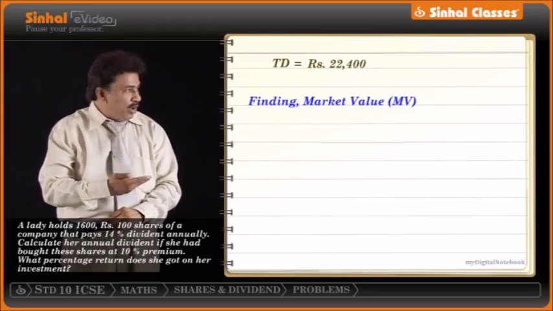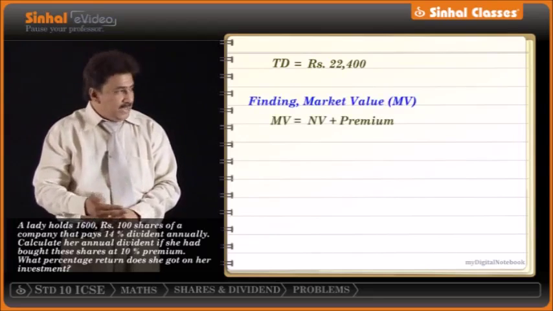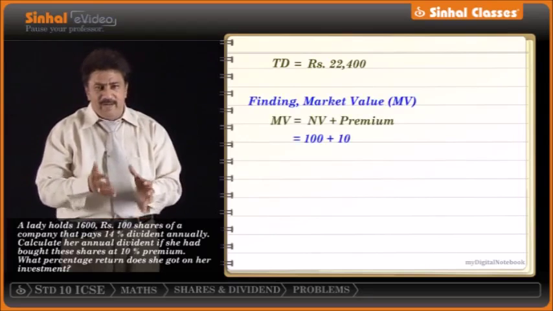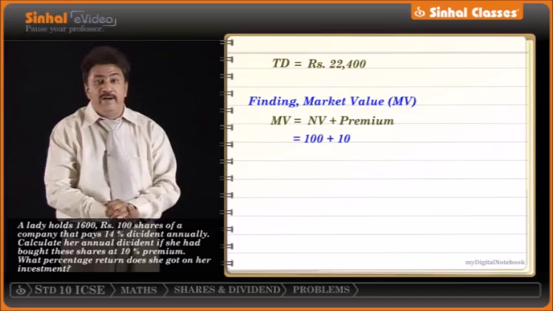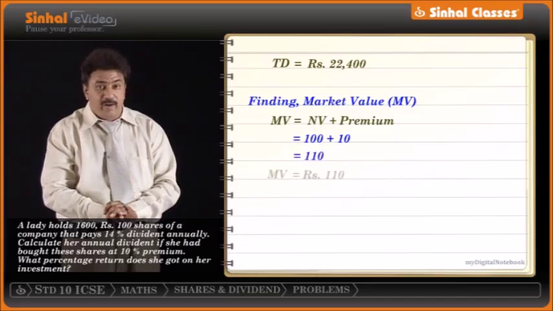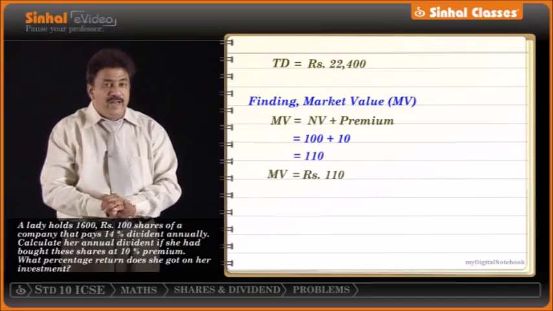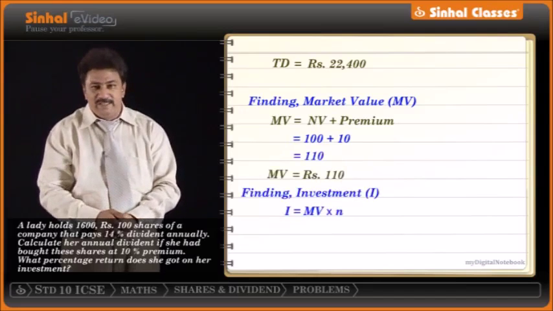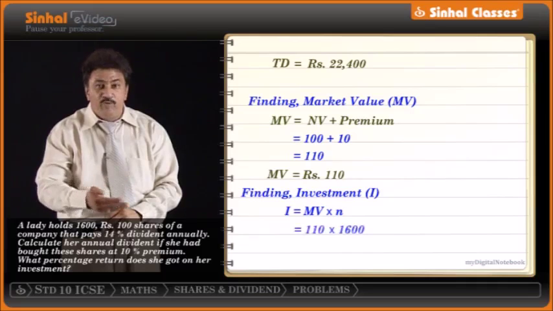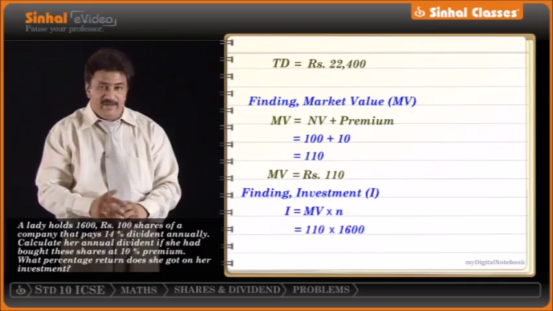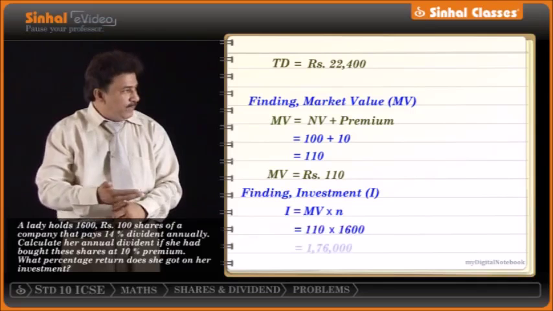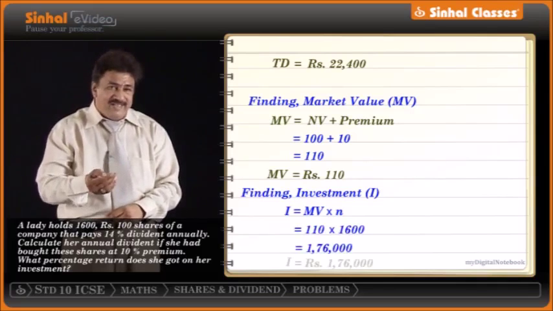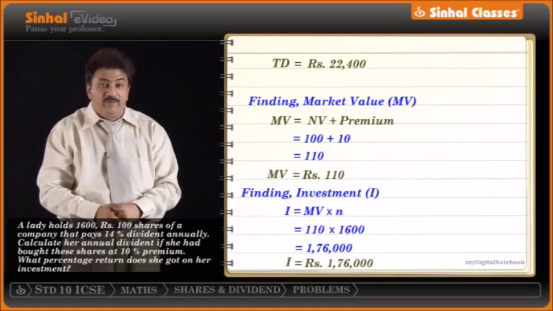That is nominal value plus premium. That is 100 plus 10% of 100, which gives me 100 plus 10, that is what? 110. That is the market value. Let's go and find the investment. Investment is market value into what number of shares? That is 110 into 1,600, which further gives me rupees 1,76,000. So 1,76,000 is nothing but an investment made by this female.